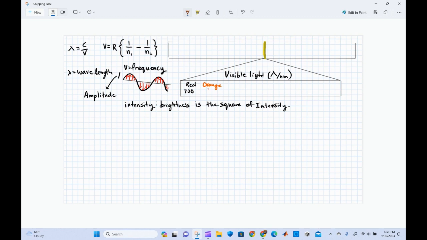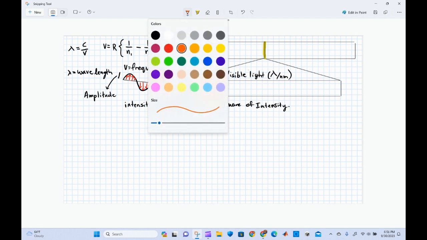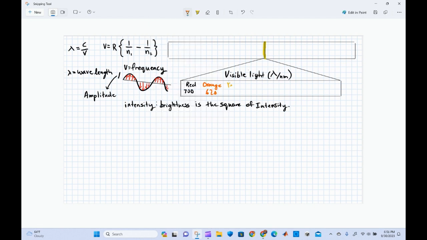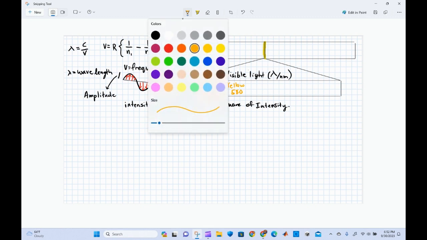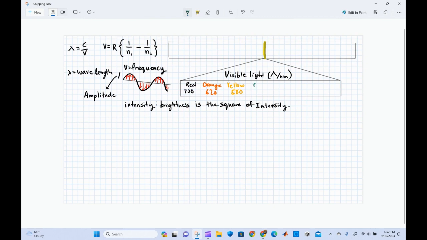So this is 620. Just think of the orange colors. Yellow is next, which is like 580. Next is, I forgot what color it is. Green. Yeah, green. And I made a first mistake here, which is that I did not divide this properly into sections.